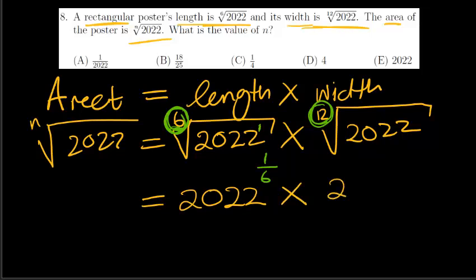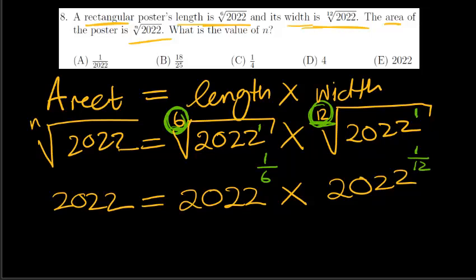So I'm going to have 2022 on the other two as well. And my exponent on the right is going to be 1 over 12. And on the left hand side, it's going to be 1 over n. That is rewriting the equation not as surds but as exponents. Now, what do I know from the laws of exponents? The laws of exponents say that when I multiply and I have the same base, then I add the exponents.